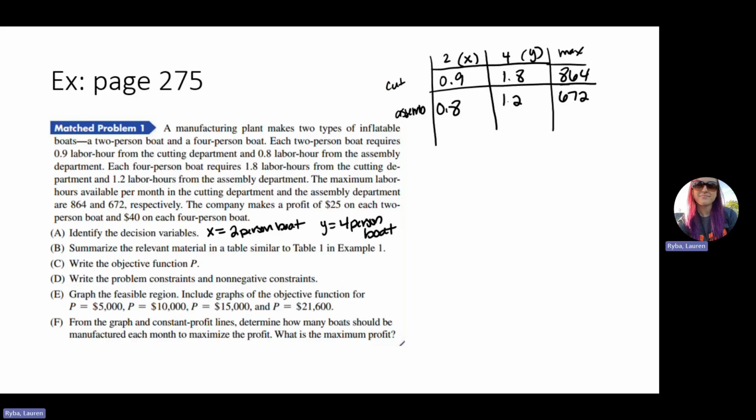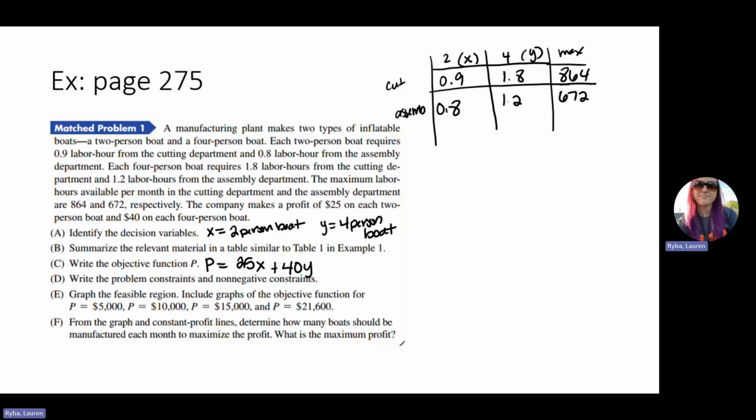C is write the objective function P. So P stands for profit. Our objective function is our profit. So profit equals, I make $25 on every X or 2-person boat that I sell, and $40 for every Y or 4-person boat. So our objective function is going to be an equals to equation where every problem constraint that we write is our inequalities.